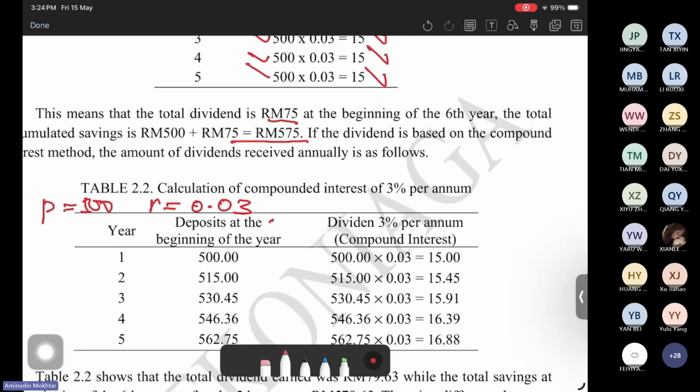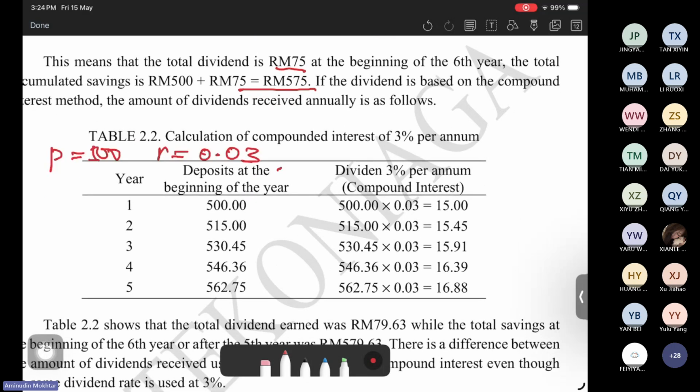For example, please refer to table 2.2. Let's say we have 500 ringgit at the beginning of year 1. So for the first year, at the end of year 1, the total dividend is 500 times 0.03, which is 50 ringgit. So at the beginning of year 2, the total saving now becomes 500 plus 50, that is 550. That is your total saving.